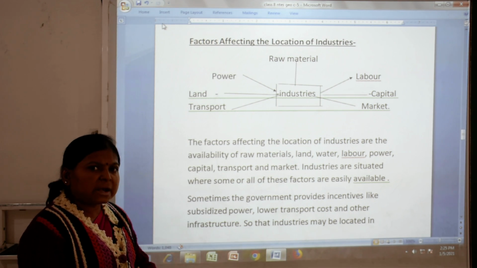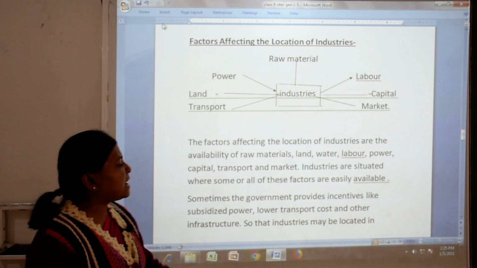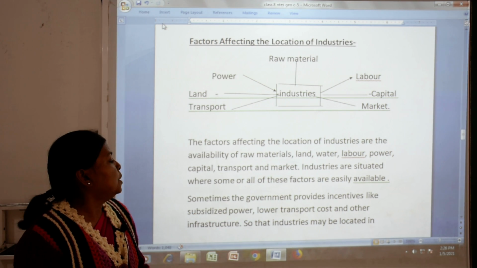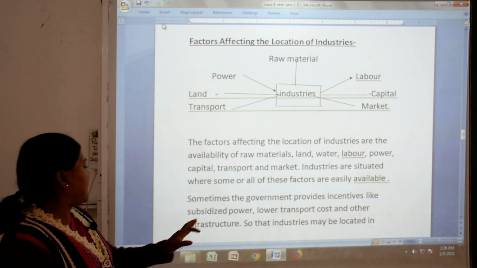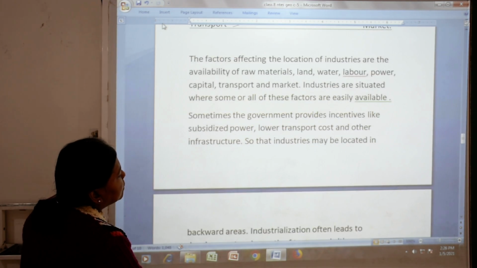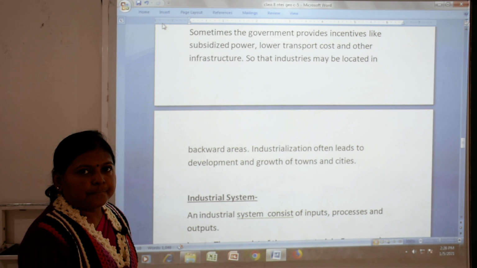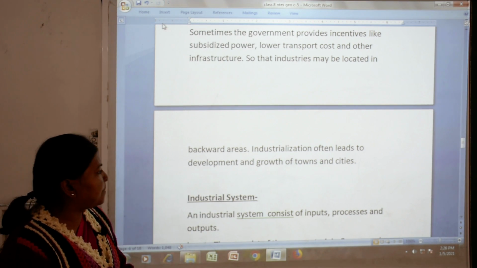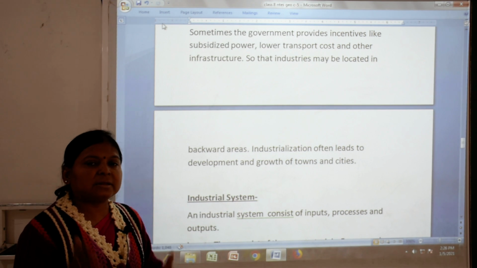Now sometimes what happens is that the government provides some incentives. Which type of incentives? Like subsidies, power, lower transport costs and other infrastructure, so that the industries may be located in backward areas. Industrialization often leads to the development and growth of towns and cities. How?